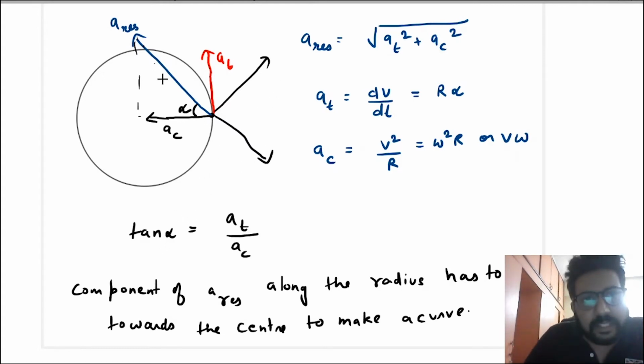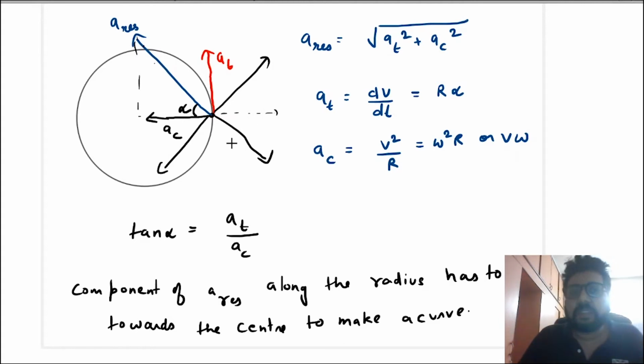If this resultant was in this direction, then the motion is possible because AT will become downwards. But if the resultant is in this direction, then the component along the radius is away from the center, and this motion is not possible. So the component of acceleration along the radius has to be towards the center and not away. Okay.